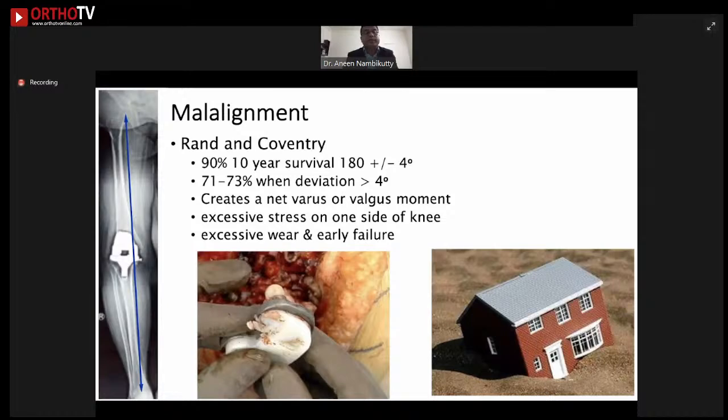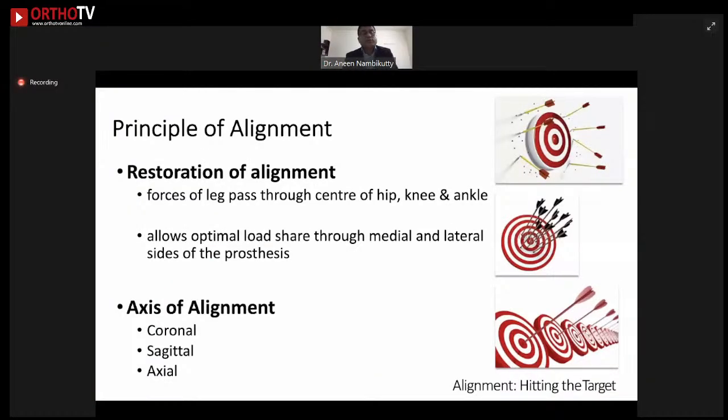Percentage when the deviation is greater than 4 degrees. And it creates a net varus or valgus moment and an excess stress on one side of the knee and the excessive wear and early failure. So the forces of the leg pass through the center of the hip, knee, and the ankle, as you know, to allow the optimal load share through the medial and the lateral sides of the prosthesis.